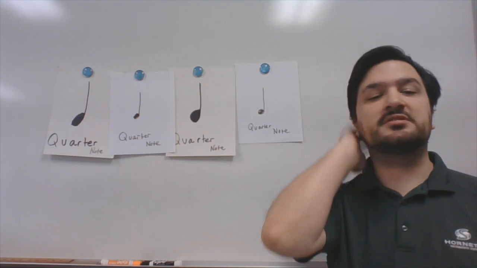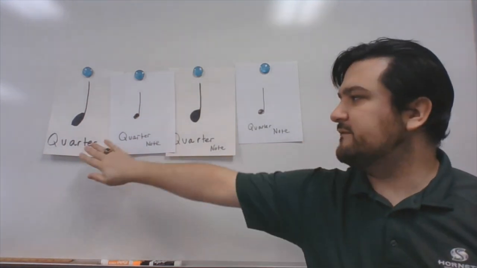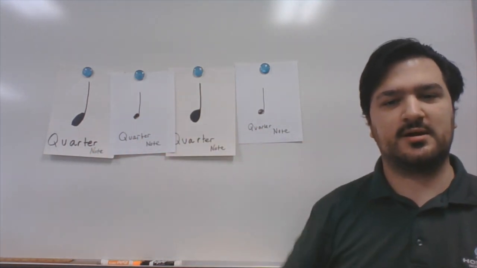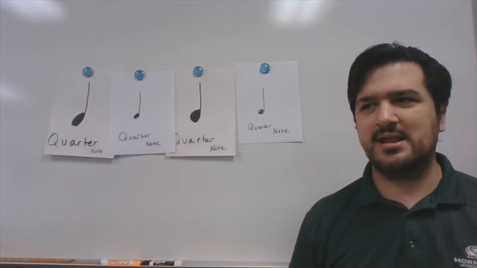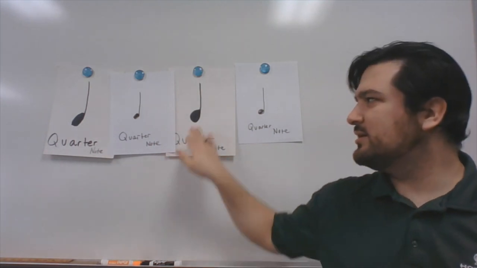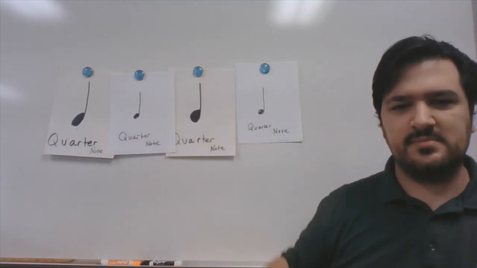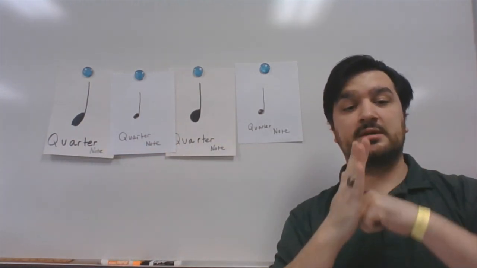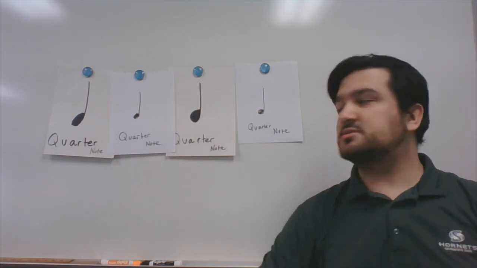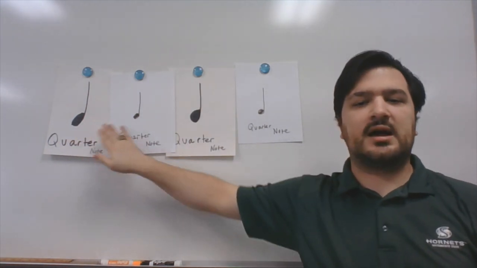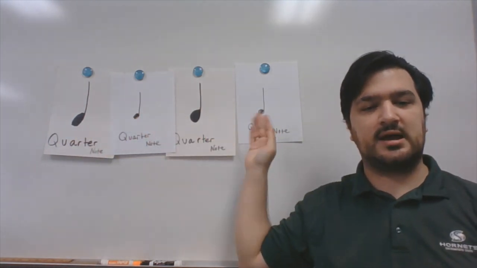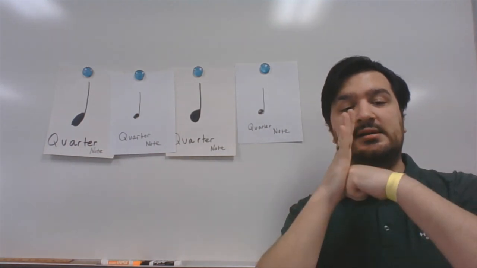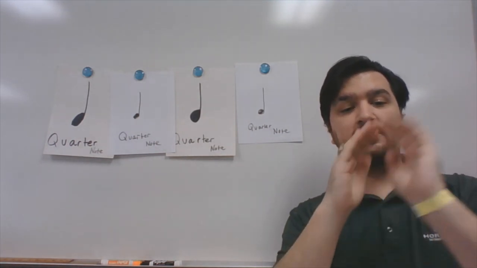All right, I thought we'd start out pretty simple. We have four quarter notes right here. I know they look kind of silly. I'm not the best artist, but you can all see they have the circle and the stem, and they all say quarter note on it. So if you remember, with quarter notes, we say ta for each one, so this rhythm should be ta, ta, ta, ta. With our hands, ta, ta, ta, ta. You try.